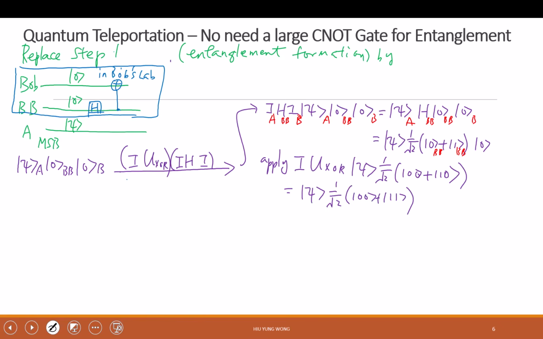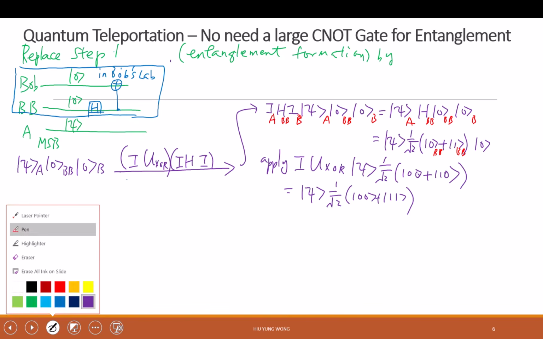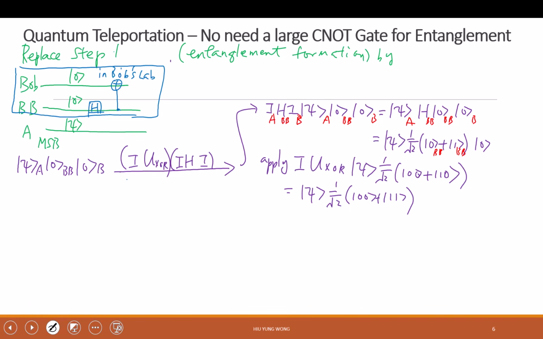So this is an entanglement. So basically the whole process here, if I call it 1A, is just to create entanglement.